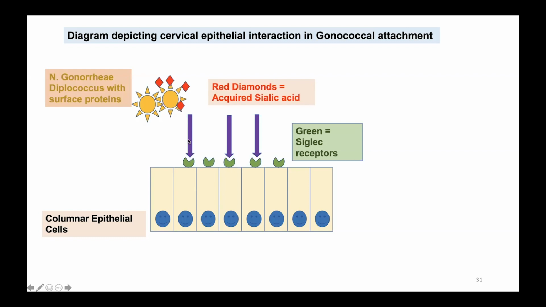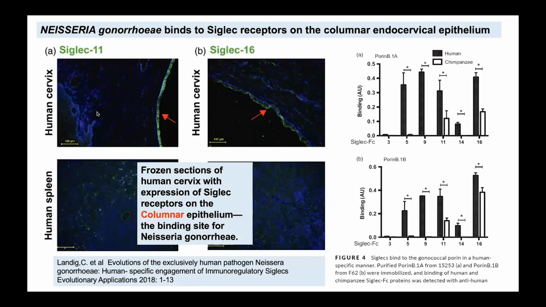So that's how the binding occurs and then further infection. These are photographs of images from human cervix showing expression of these receptors on the columnar epithelium of the cervix. And when we looked at chimp epithelium, we show here that the human Siglecs, which are shown in black, bind better than the chimp Siglecs.